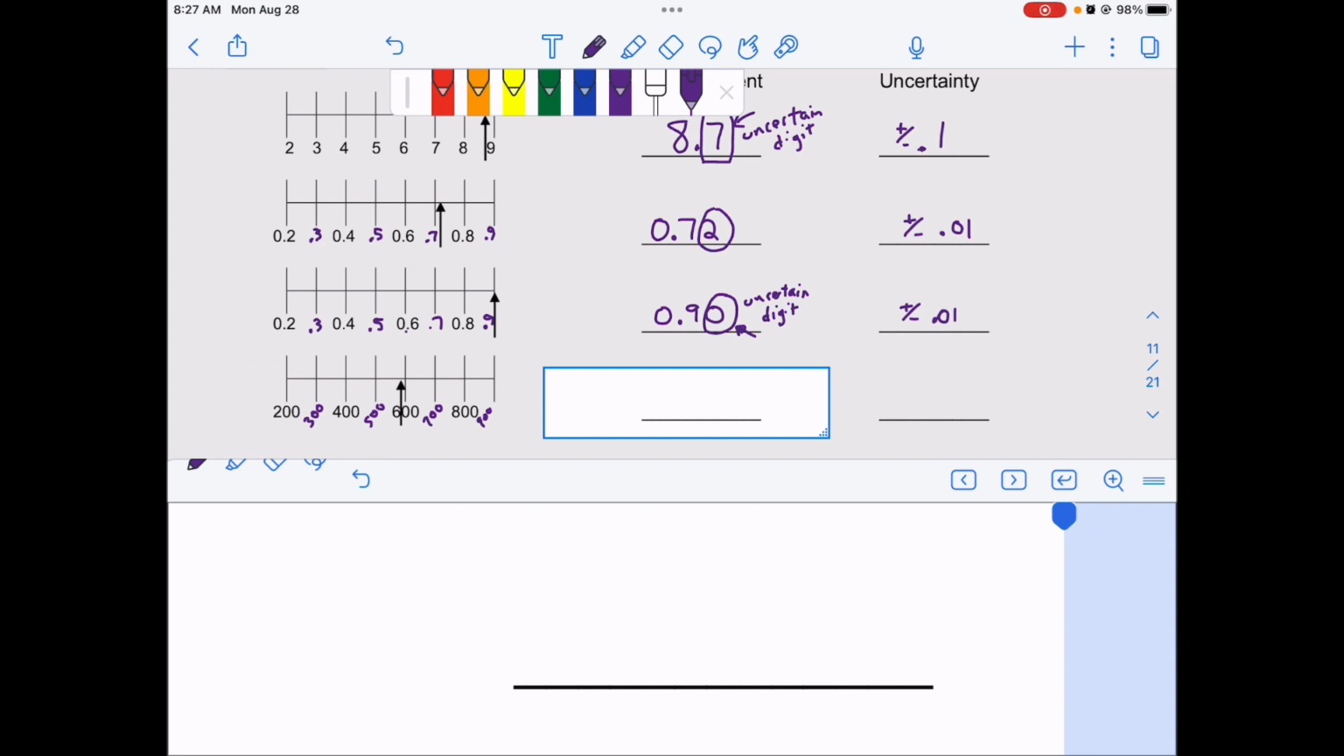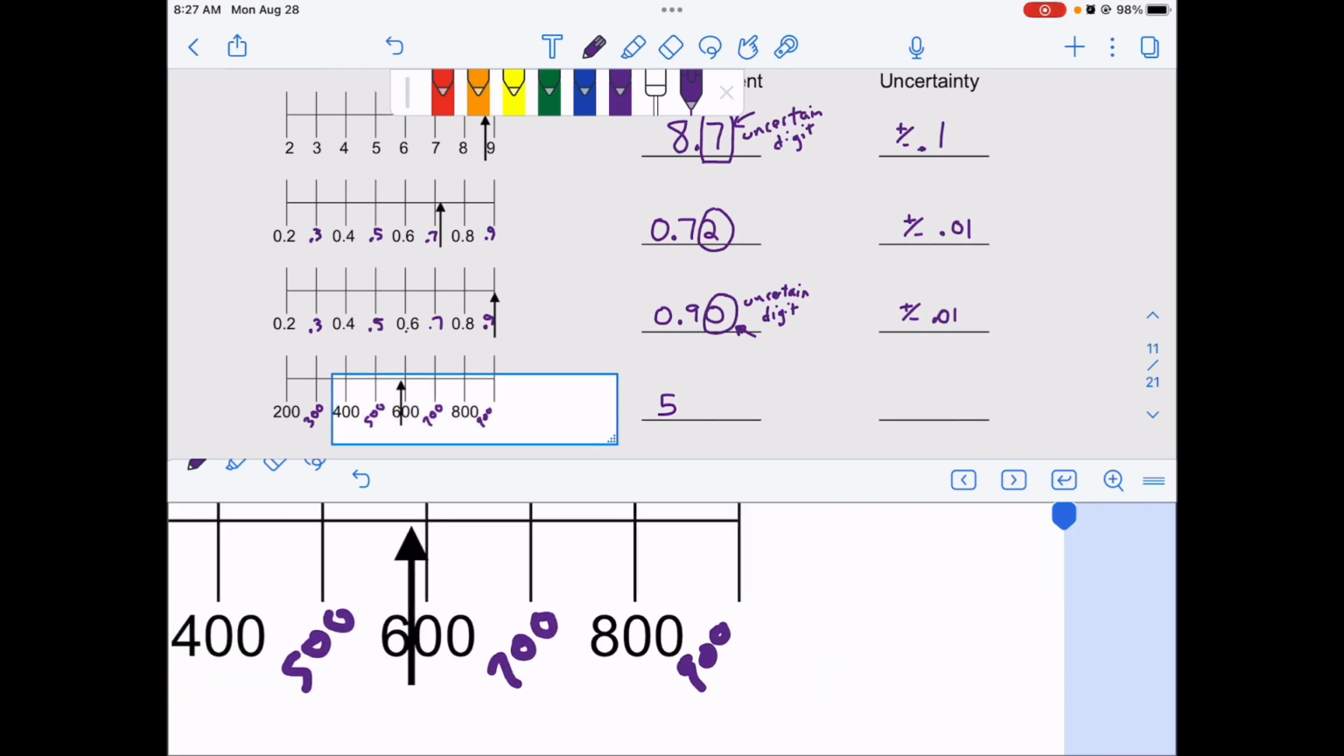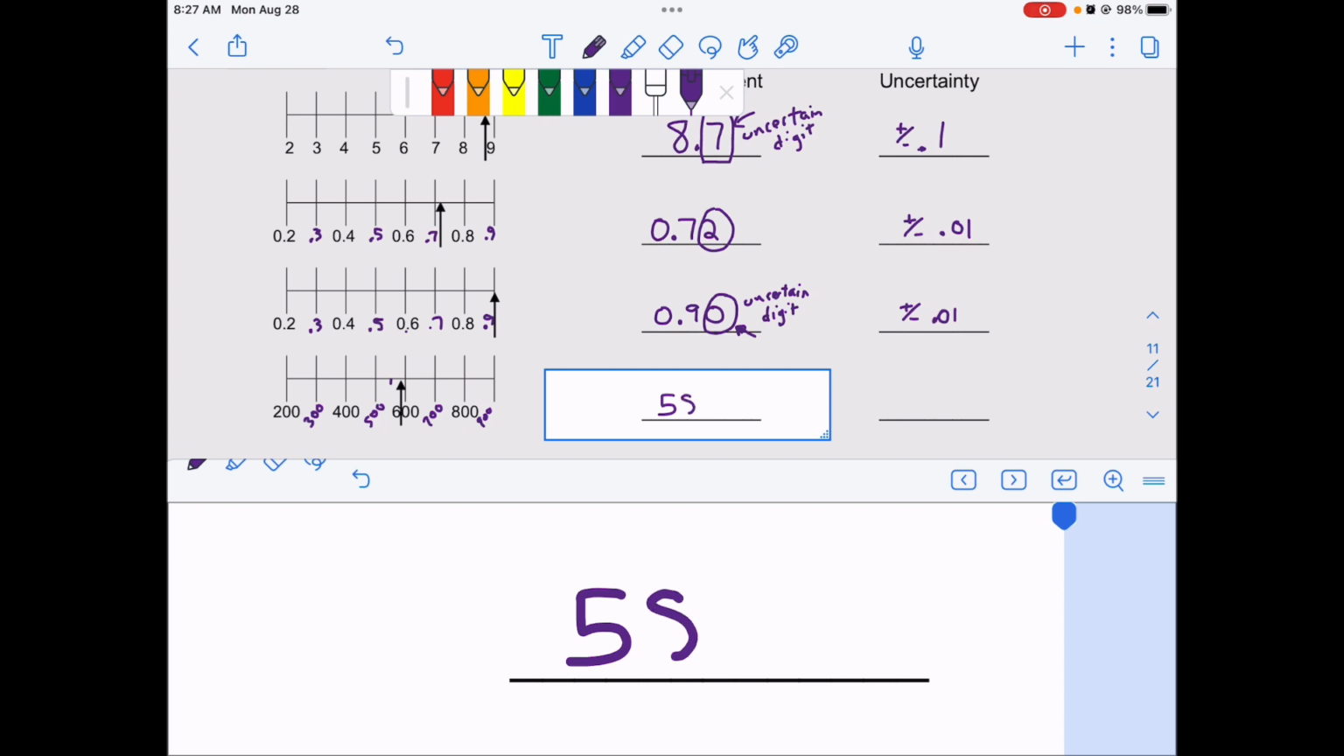And this one might be a little weird to write. So 500, but it's not quite 600. It's pretty close to 600. How close to 600 do I think it is? Well, let's see. That would be 550. I might go 580.